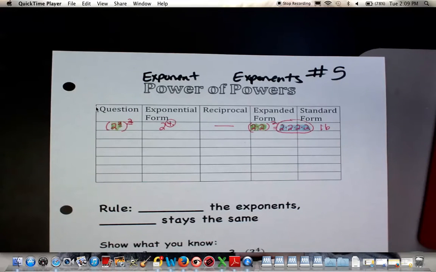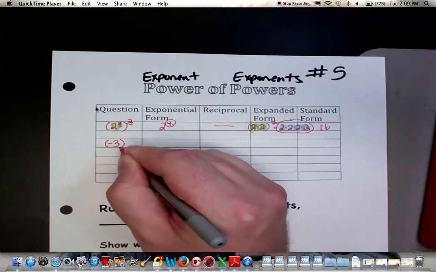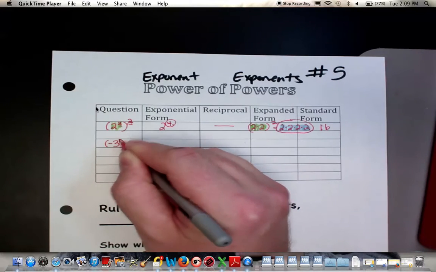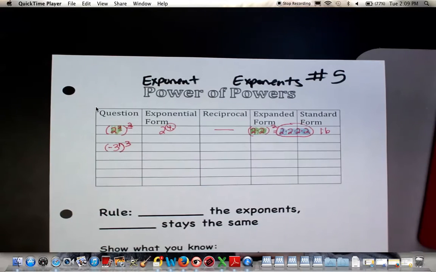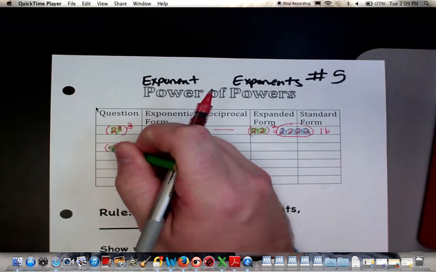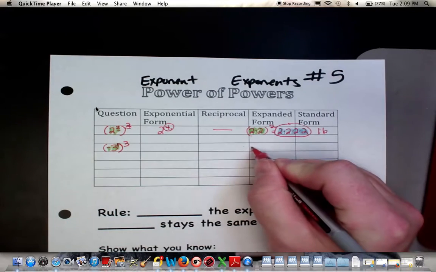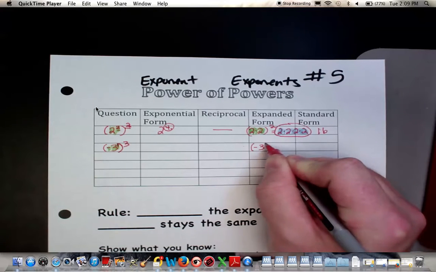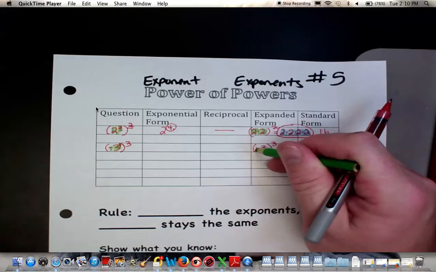So here comes our next one. Let's do this one. Negative 3 to the first power, all raised to the third power. Okay? So since we don't know the rule yet, let's just expand it out. Let's expand the negative 3 to the first power first. When I expand that out, that's just going to be negative 3. And then I still have the third power, because it's outside of the parentheses.